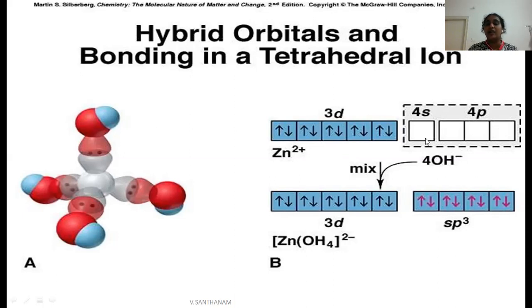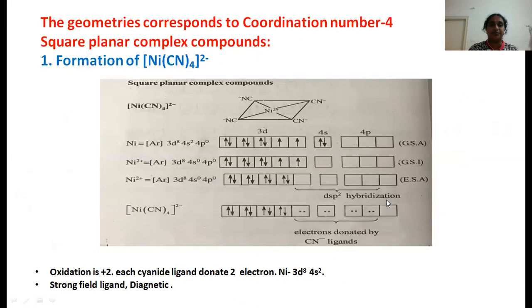To each orbital, the ligand donates. This OH minus is a monodentate ligand, which donates its electrons to each orbital and makes the bond between metal and ligand, forming the tetrahedral geometry. These three are examples of tetrahedral geometries. This complex is also diamagnetic, because no orbital has a single electron.